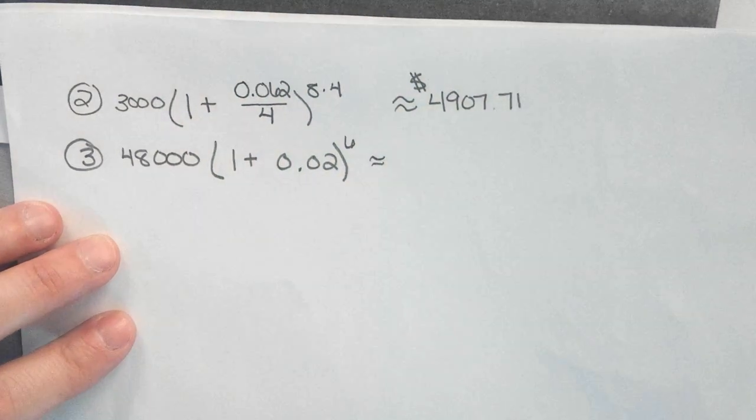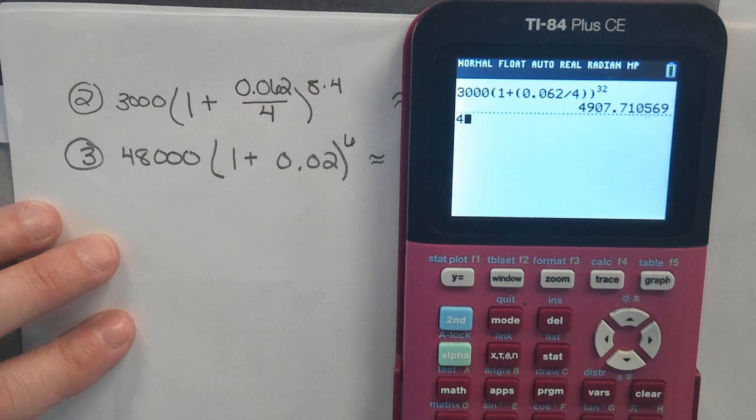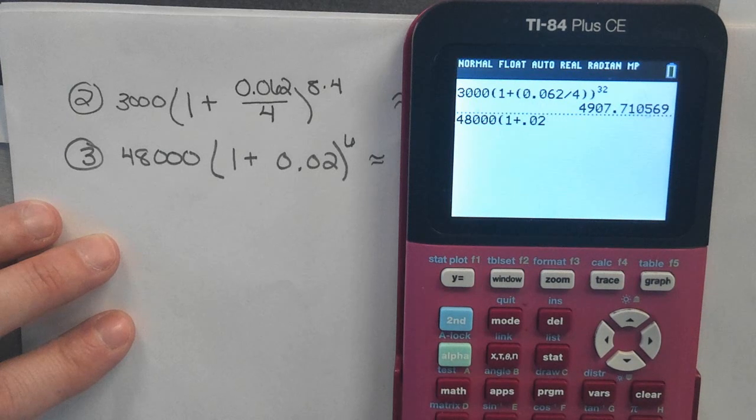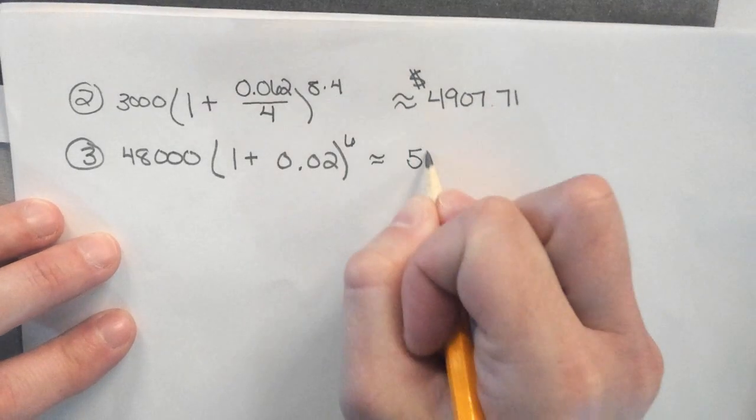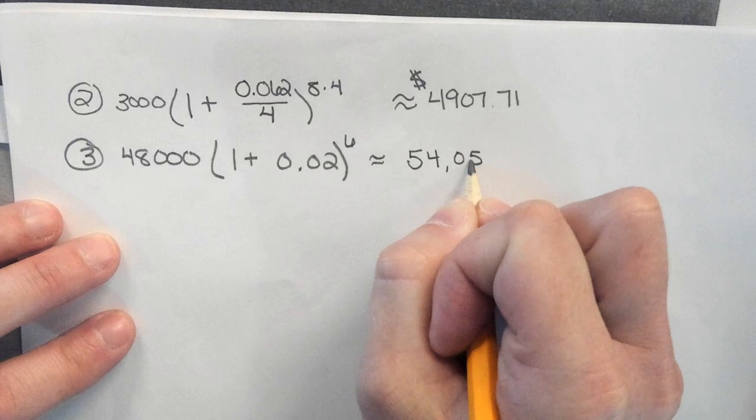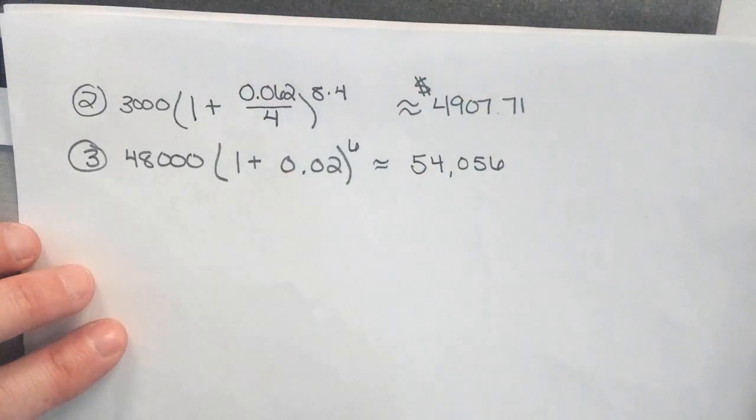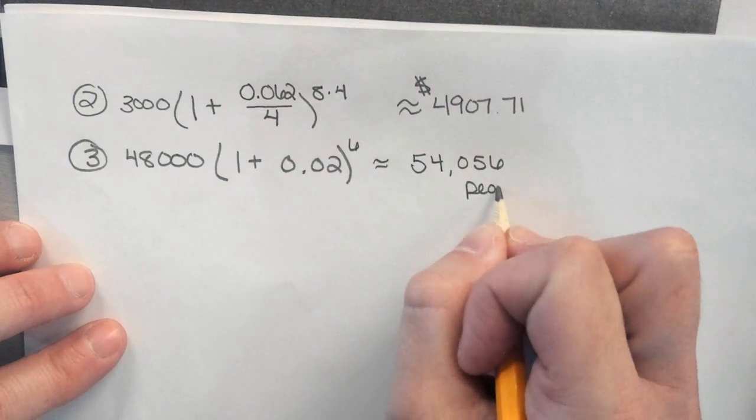And so let's find out approximately how many people we have. So we've got 48,000, parentheses, 1 plus 0.02 to the 6. I get 54,056 people. Remember, I like to round up. So this is in terms of people.